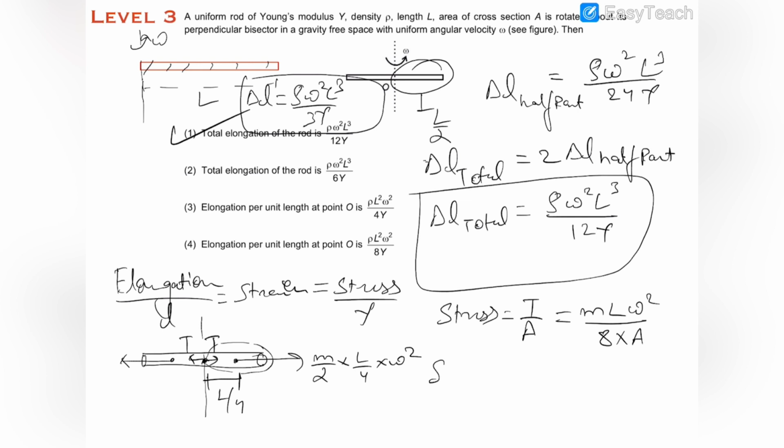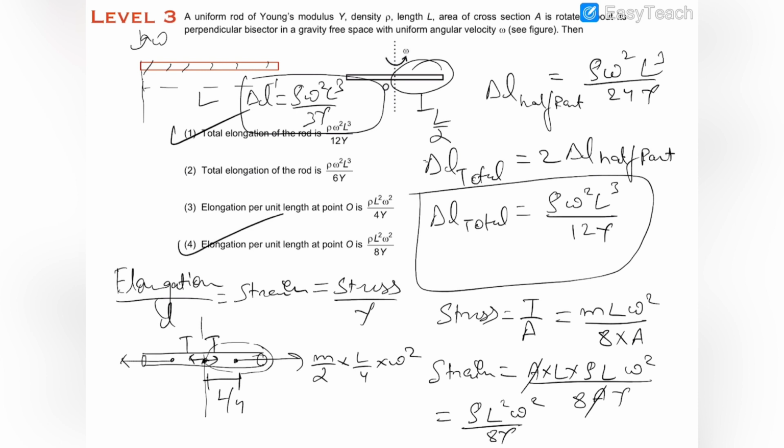So strain, which is the elongation per unit length, is equal to stress upon gamma. So this is m. Now m is the mass of the rod, which is its area into length into density, and divided by 8 A gamma. Cancelling this A with A, you can see that strain will be equal to rho L square omega square by 8 gamma.